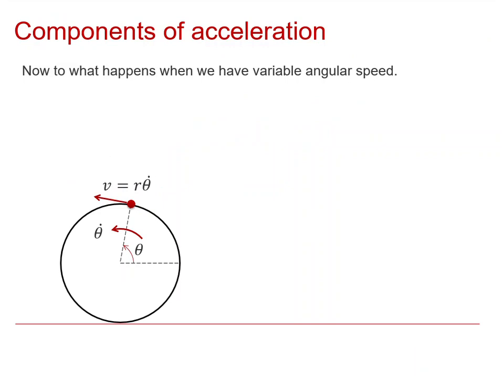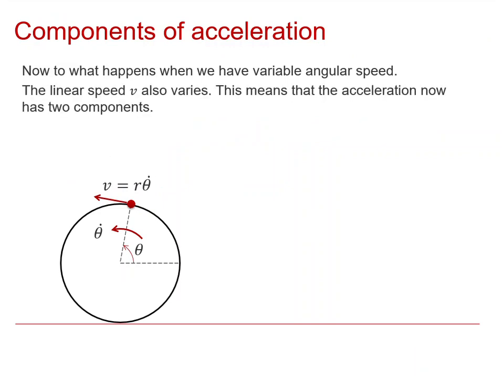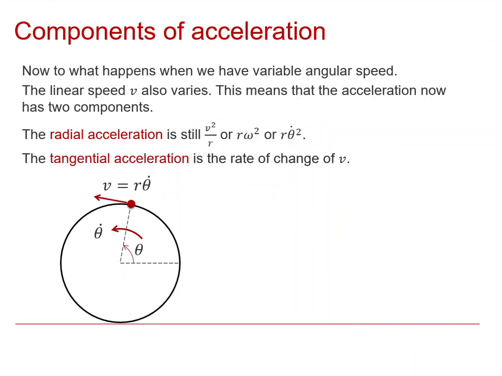Now there's the familiar kinematic relations from the previous slide. We need to add to this the accelerations. The linear speed v also varies, and that means there's an acceleration along the tangent as well as towards the centre. So the radial acceleration is still the same, v squared over r, or r theta dot squared. But this time we have a tangential acceleration, which is the rate of change of v, or v dot.